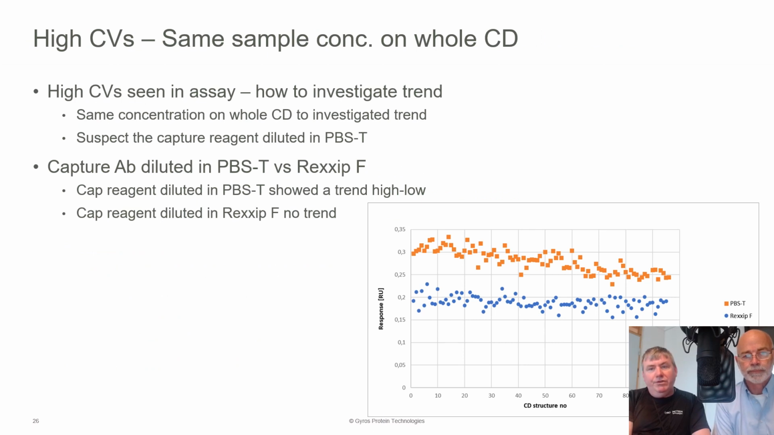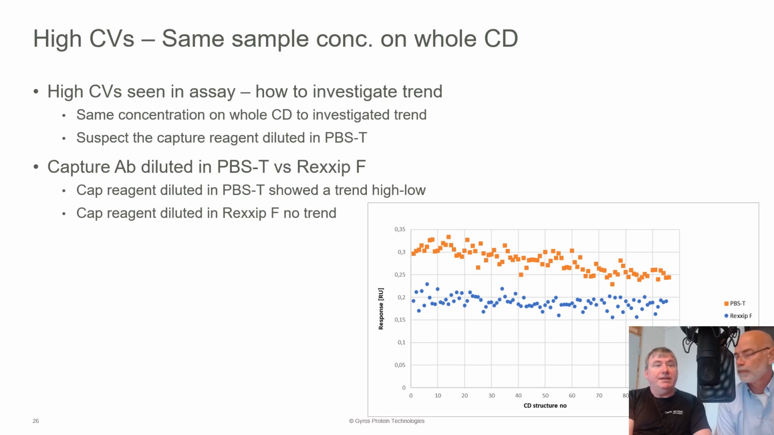So a useful investigation sometimes, particularly when you're seeing CV issues, is to investigate that trend. What you can do is add the same concentration to the whole CD. Back in my ELISA days, we always used to do whole plate precision, and it can help when things are going on.